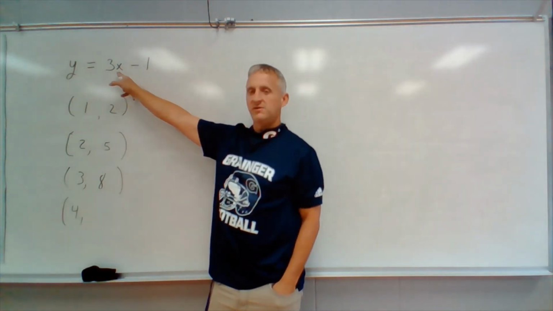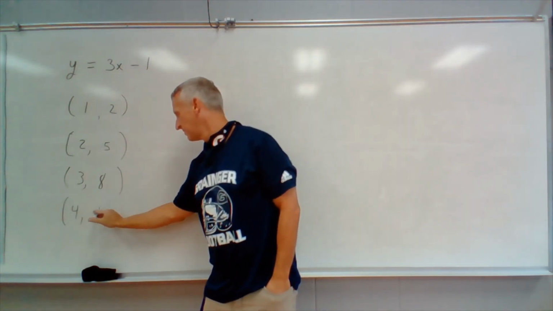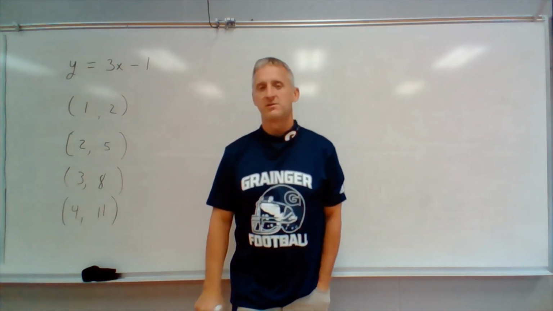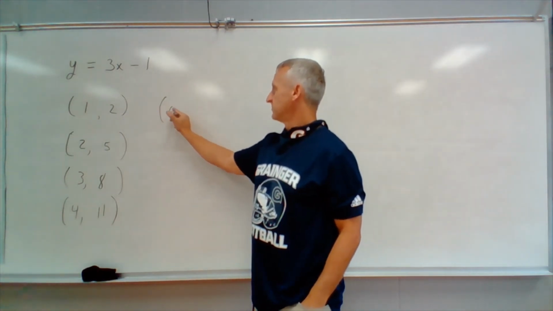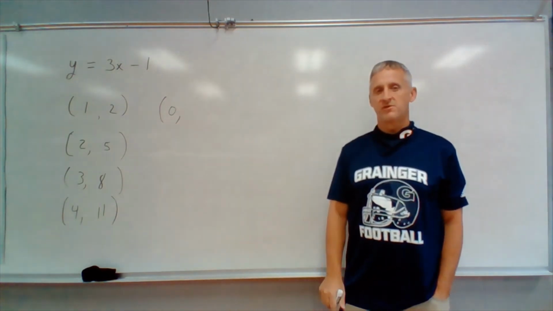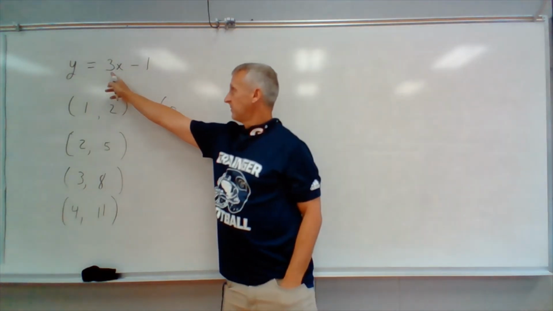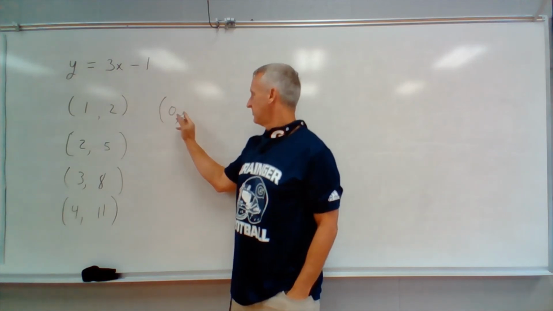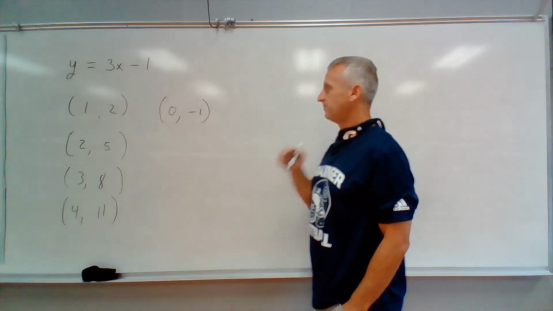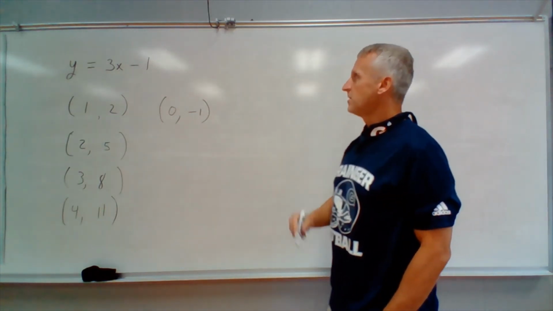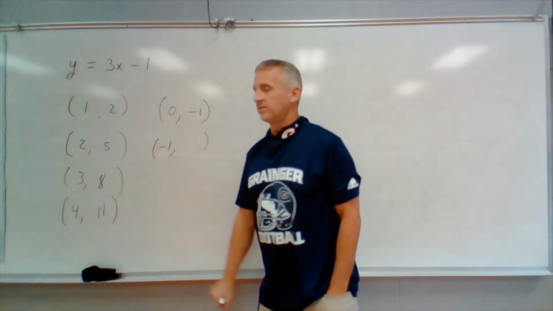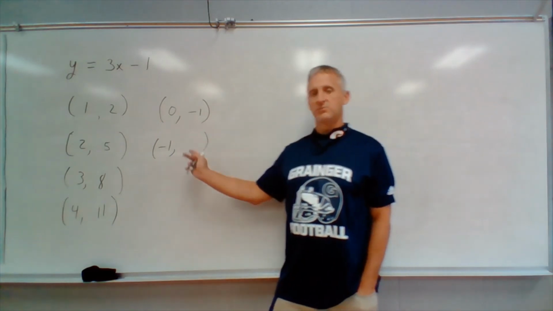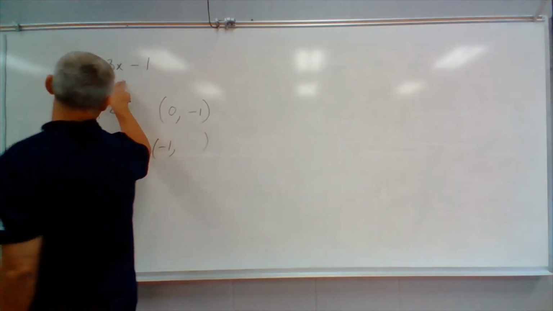Let's put in a 0. Zeros are always good. If I put in a 0 for my x, 3 times 0 is 0. 0 minus 1 is negative 1. Let's put in negative numbers. Let's do a negative 1. So if I put in a negative 1 for x, what does the y have to be to make this a true statement? So 3 times negative 1 is negative 3. Negative 3 minus 1 is negative 4.